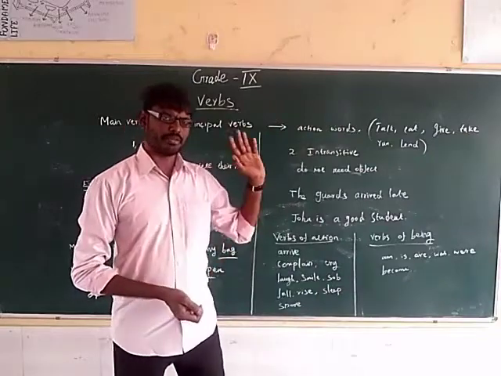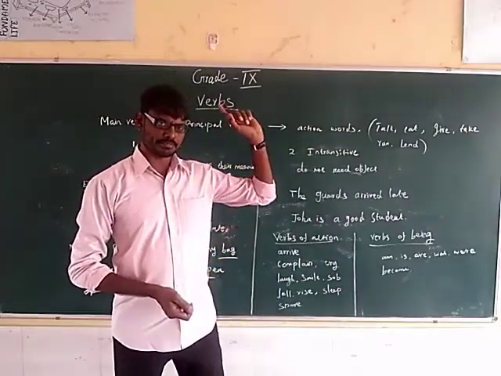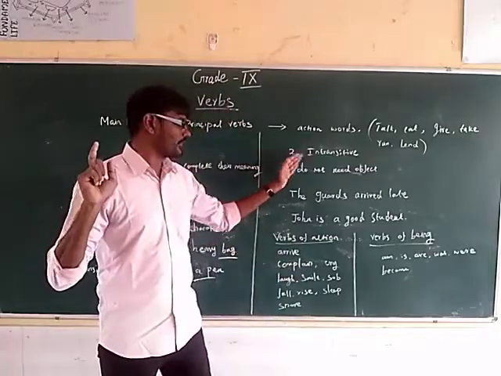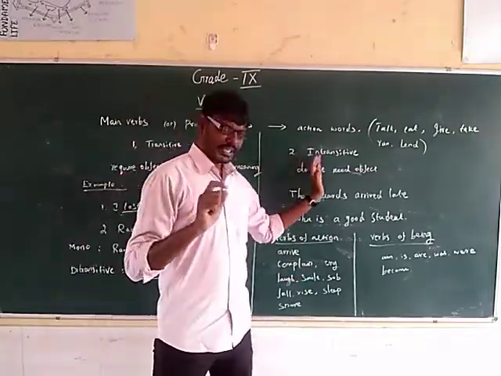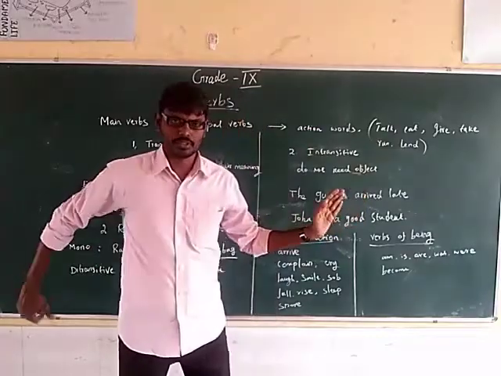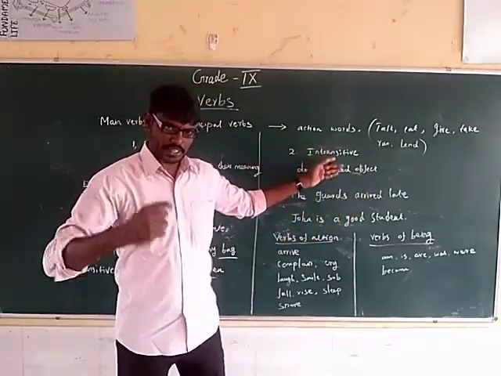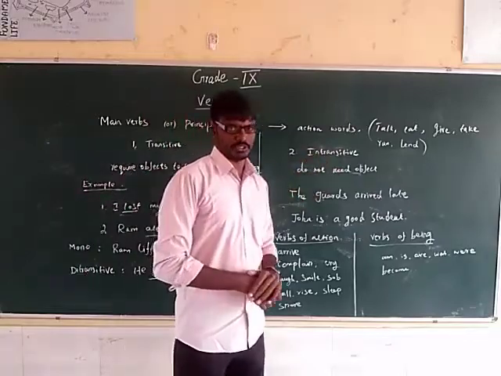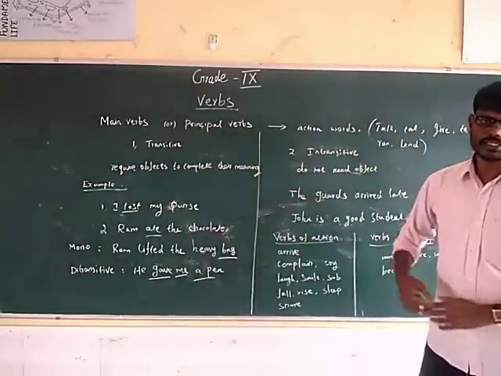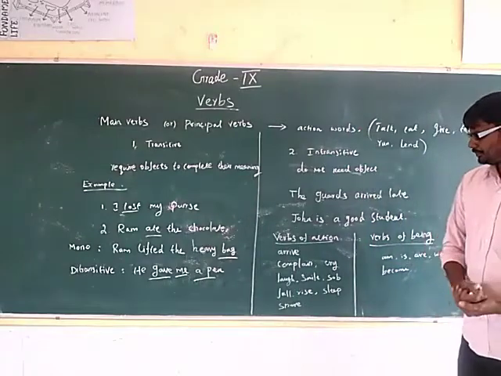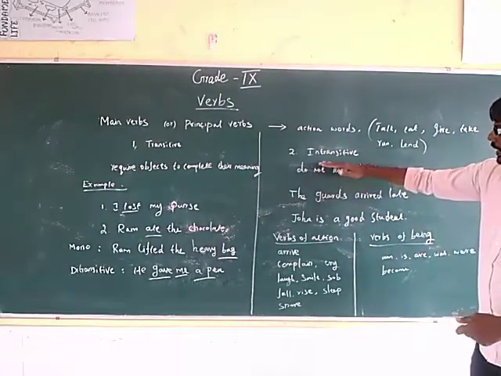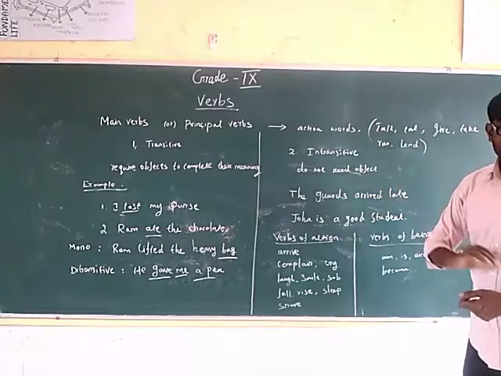Next one is the intransitive verb. The main verb can be classified into two: one is the transitive verb, another is the intransitive verb. An intransitive verb is just the opposite of a transitive verb. A transitive verb requires an object, but an intransitive verb doesn't need any object. It doesn't need an object, but it gives some meaning. That is what is more important.